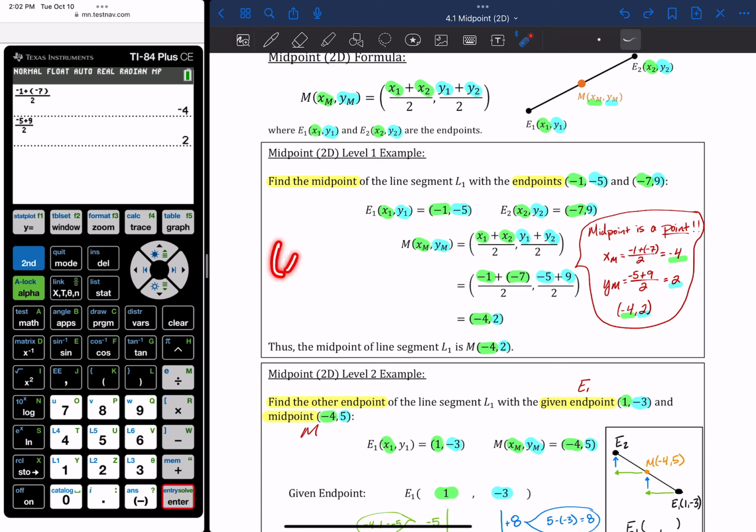Remember, midpoint is a point, so you need an x and y component. I like to separate them. Look at the x values, then the y values. Find the number in between the endpoints for x and y components, and you're good.